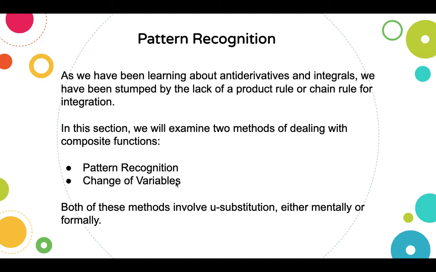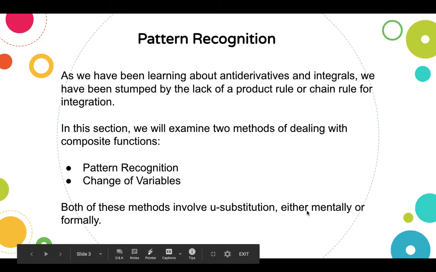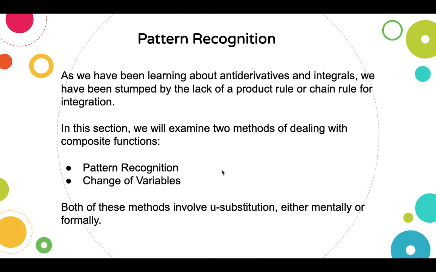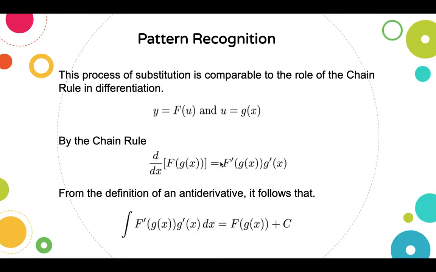Really, they're the same thing, but pattern recognition is basically where we can recognize, hey, I know what this looks like. I can do that change of variables mentally without having to formally do it. But we're going to start with the formal version because that eases us in a little bit more. The idea is we're trying to deal with something similar to the chain rule.